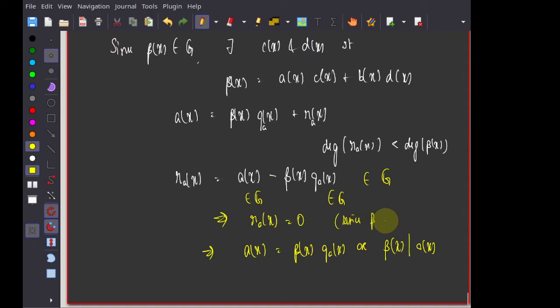Since beta is the non-zero polynomial of least degree. Non-zero, yeah, exactly. So the zero polynomial is of course there in G, but this is the non-zero polynomial of the smallest degree.